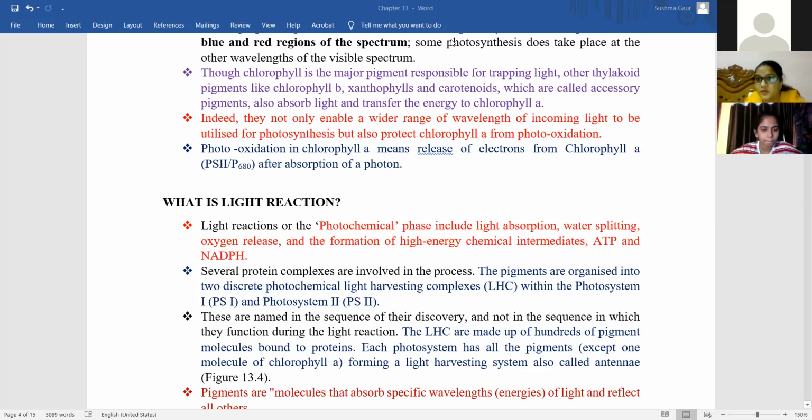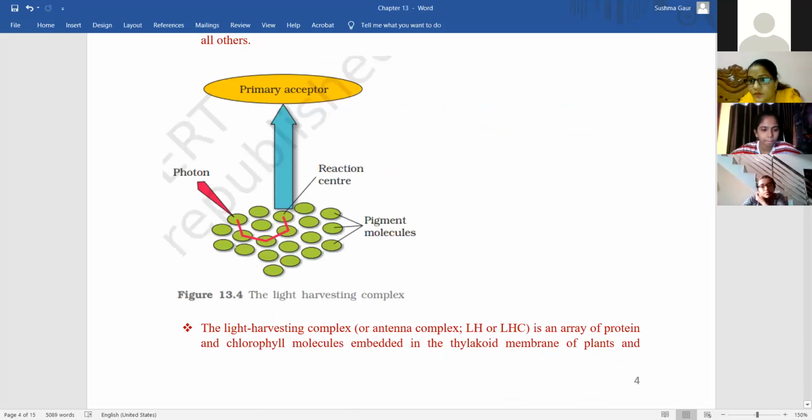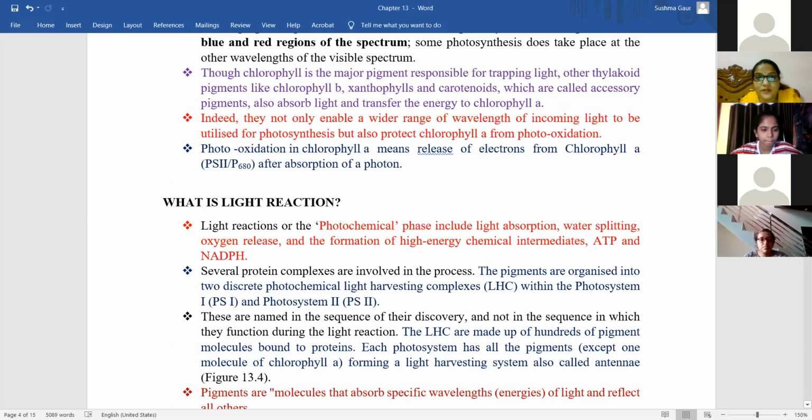The network problem is from my side or from your side, I don't know. Risha and Anavadya. I got disconnected. Okay, fine. So where we were?